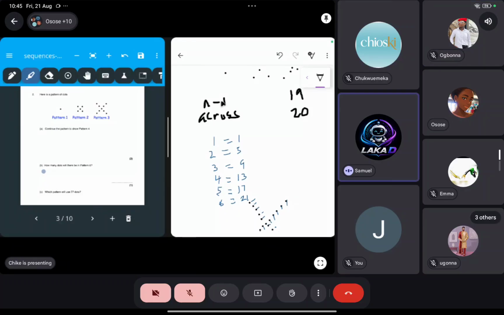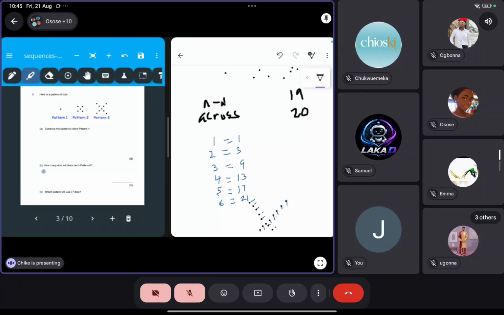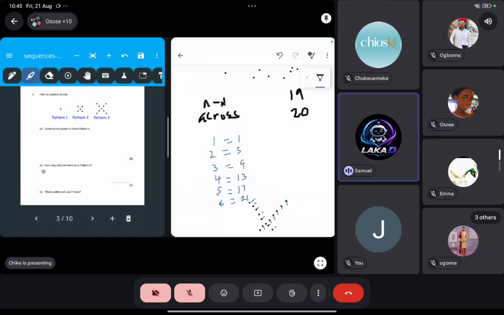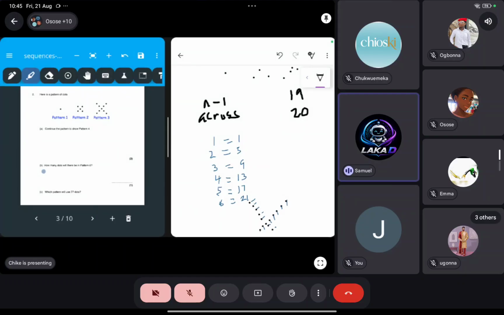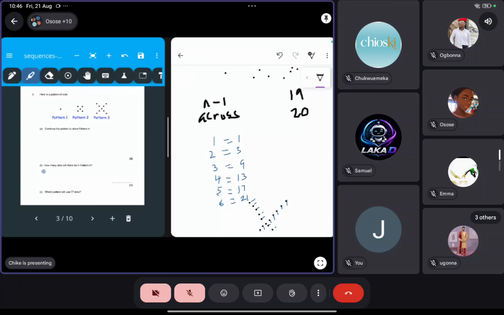We are correct. So the answer is actually pattern 20. Let me tell you how I calculated mine. If pattern 2 is 5, I started adding 4 until I got to 77 dots. Then I counted, and it gave me pattern 20. That's good. Yes, that will give you the answer.